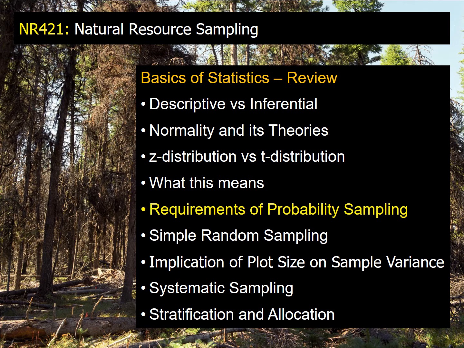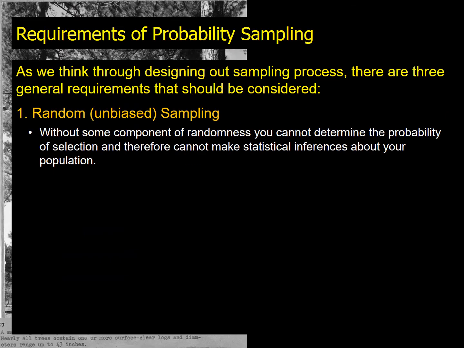When it comes to designing a probability-based sampling strategy, there are 3 requirements we need to meet. As we think through all the considerations necessary to create a sampling design, we have to evaluate if they allow us to meet these requirements. First, do we have some kind of random sample? Without some concept of randomness, you cannot determine the probability of selection and therefore cannot make statistical inference about your population.